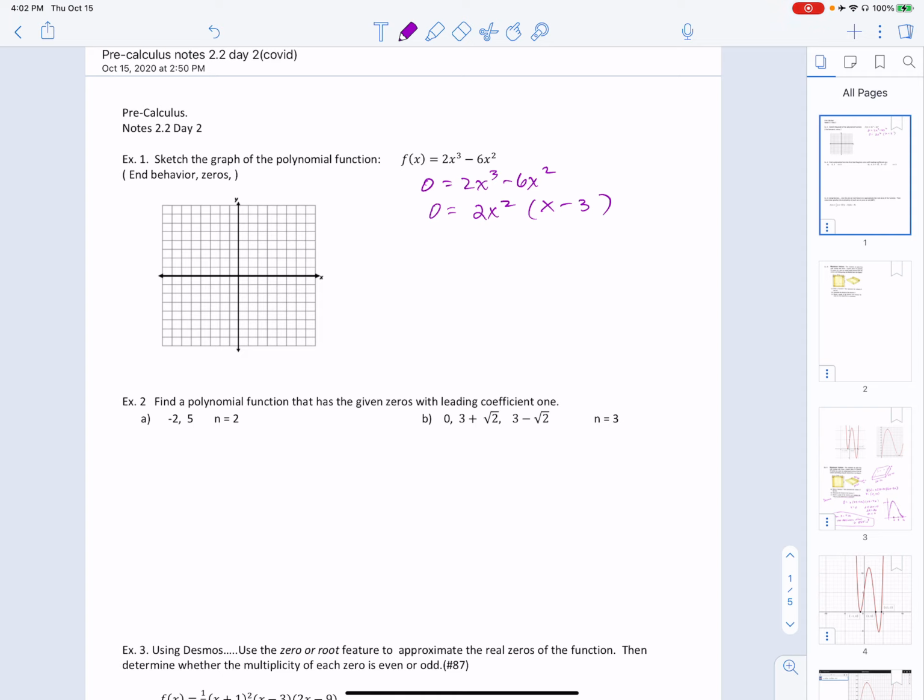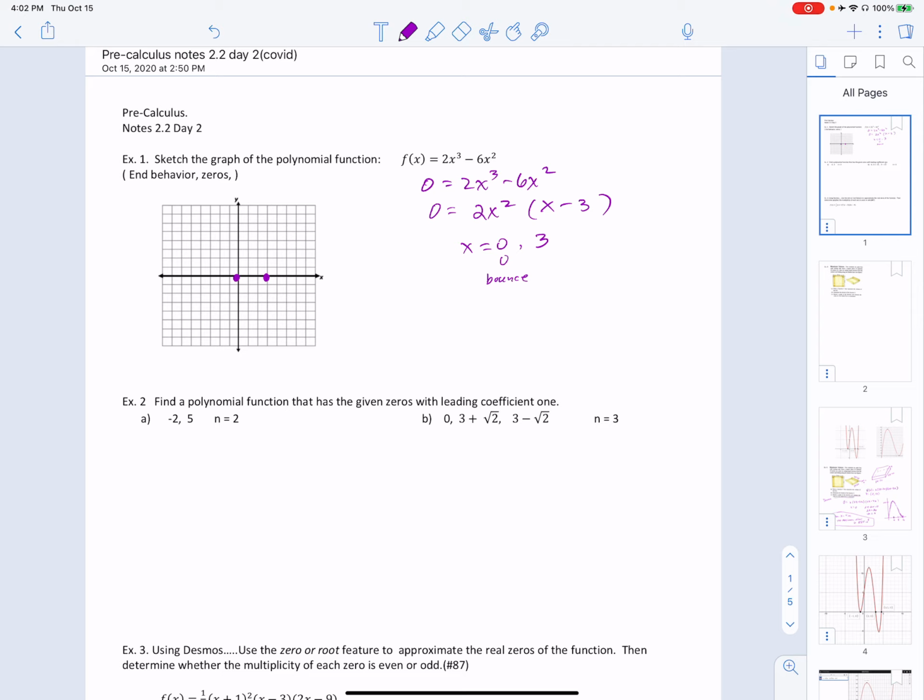And so this x squared is really x equals 0 twice. Since it's to that even power, it's really an x equals 0 twice, 2 zeros. And so I expect there to be a bounce, where it touches the graph and bounces back in the other direction. And then 3 is our other root. So at 0 and at 3, we have zeros.